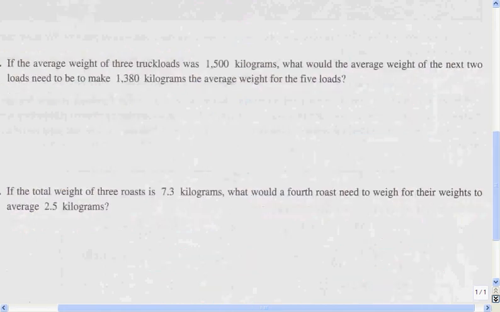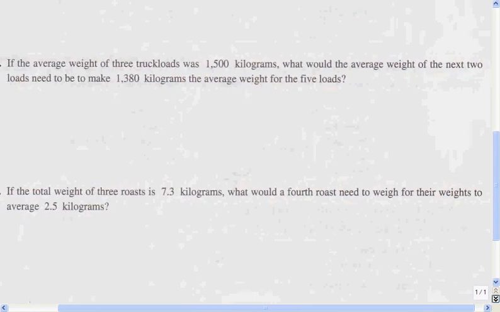So he needs to have a 96% on his fourth test for him to average out a 90 in the course. Here they tell us that if the average weight of 3 truckloads was 1,500 kilograms, what would the average weight of the next 2 loads need to be to make 1,380 kilograms the average weight for the 5 loads? So what we have here is that for the three trucks, we have an average of 1,500. So we're going to add 1,500 3 times because there's 3 trucks.